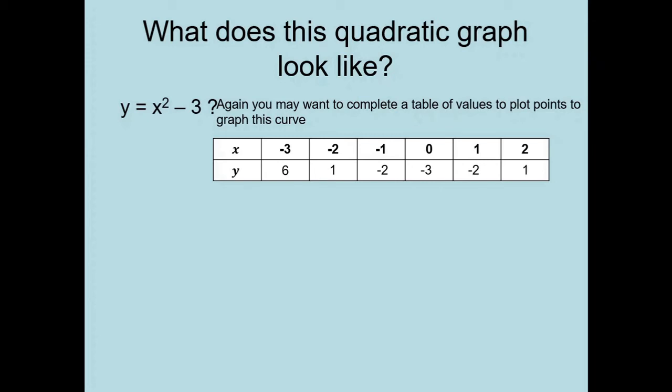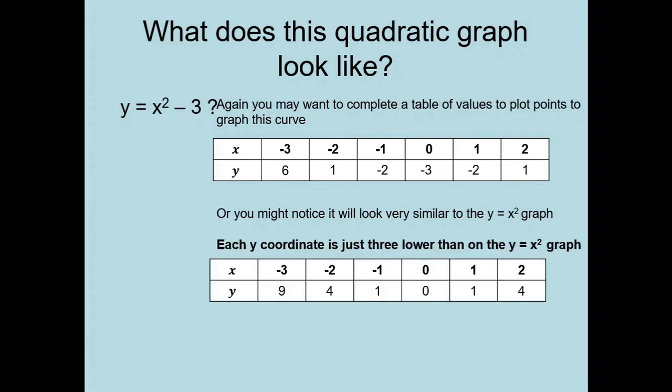So I filled in my table of values and I could plot those exact coordinates, which will give me an exact idea of what this graph looks like. Or once again, we could say, I know what this graph looks like because it looks very similar to the y equals x squared graph. Each coordinate is just 3 lower than on the y equals x squared graph. So here are the coordinates for the y equals x squared graph. This is just negative 3 squared, that's negative 2 squared, negative 1 squared, and so on. And notice that all of the values in this table of values, my y values, are just 3 less than this one.